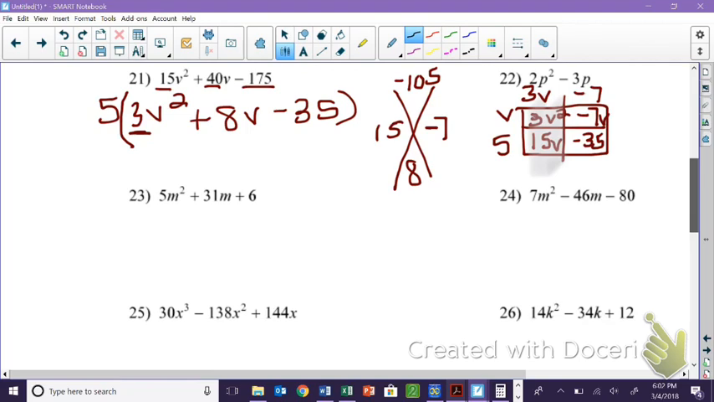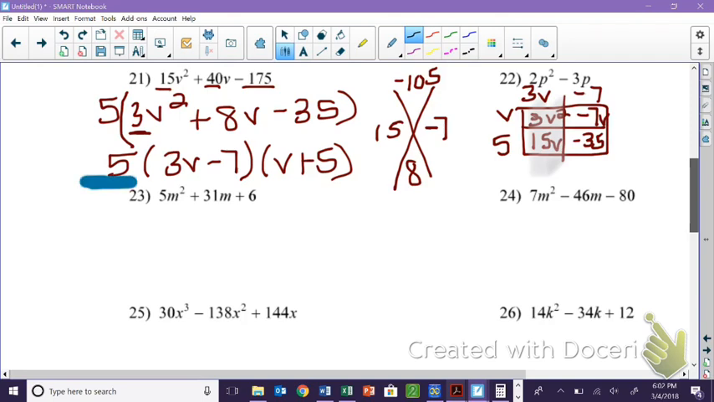Does everything work? Absolutely. So our answer will be 3v minus 7 times v plus 5. Do not, I repeat, do not lose that 5. Do not lose it. It'll be wrong. I will mark it wrong. Okay? Now, you continue to do those for 23, 25.